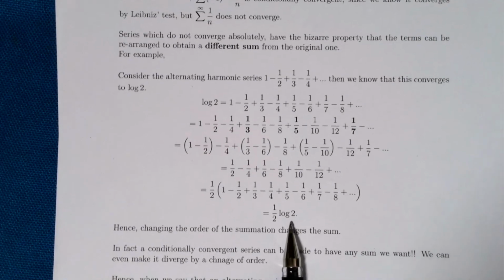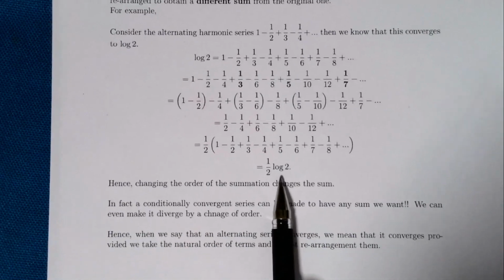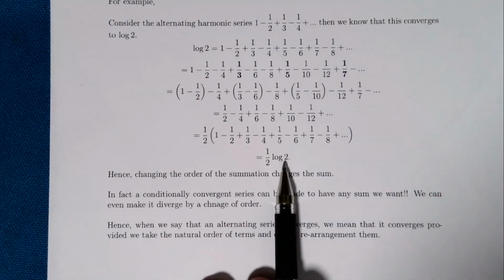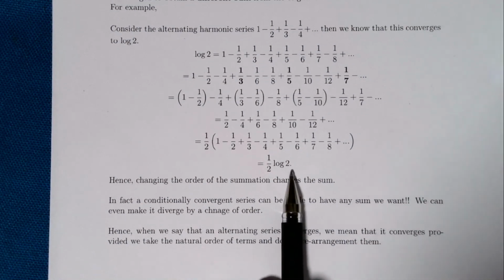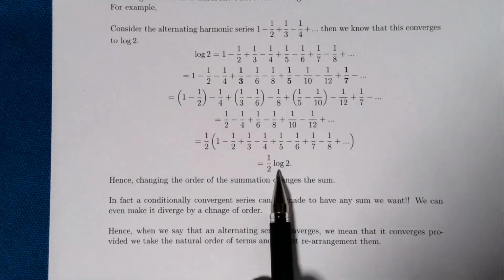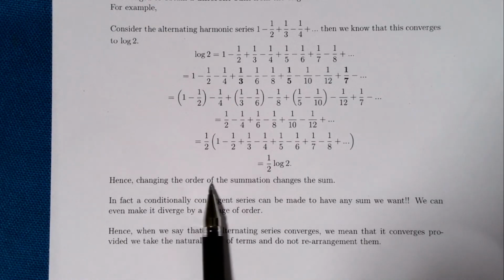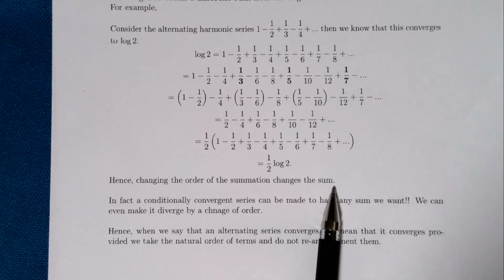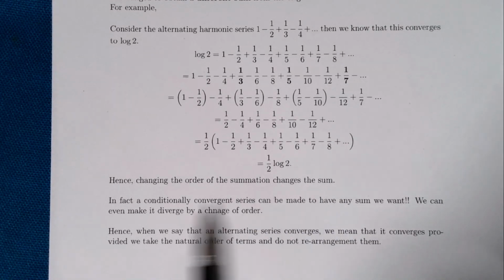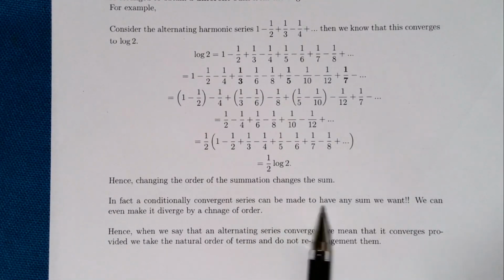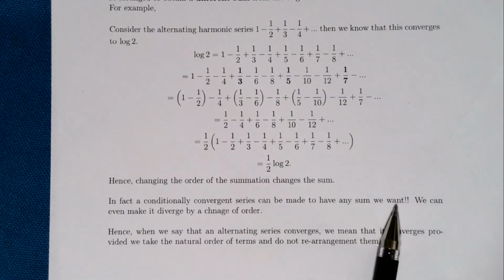This caused mathematicians a lot of grief, but unfortunately this is just what happens naturally for these conditionally convergent series. It doesn't happen for the absolutely convergent series, only the conditionally convergent series. So here, changing the order of the summation changes the sum. And in fact, the story is even more horrendous, because a conditionally convergent series can be made to have any sum we want.